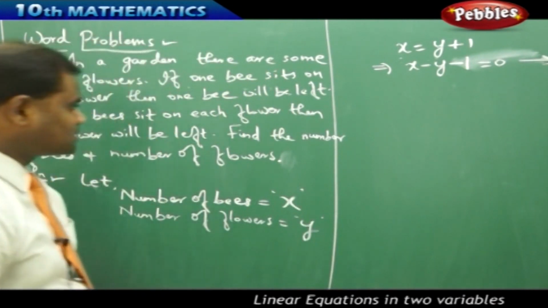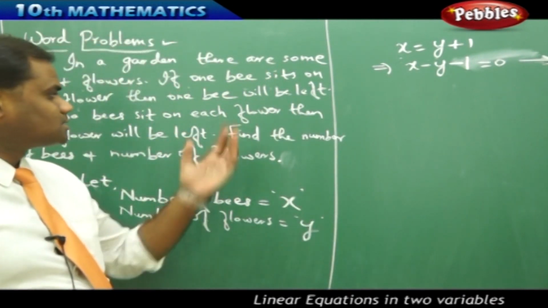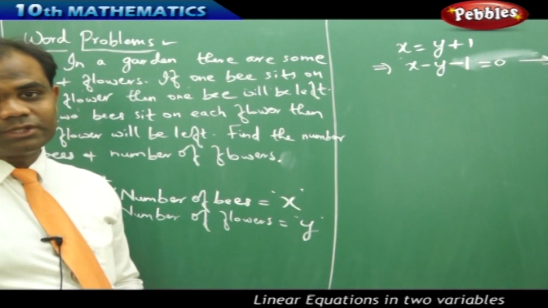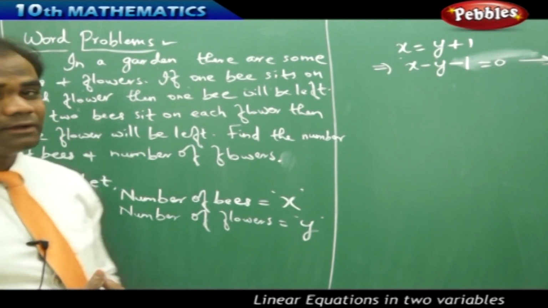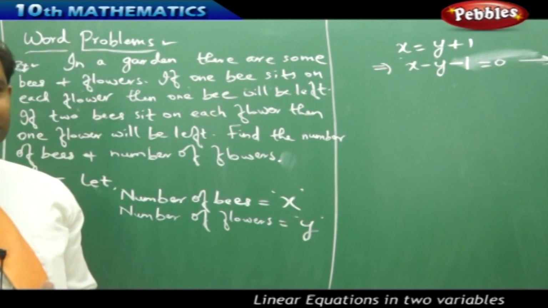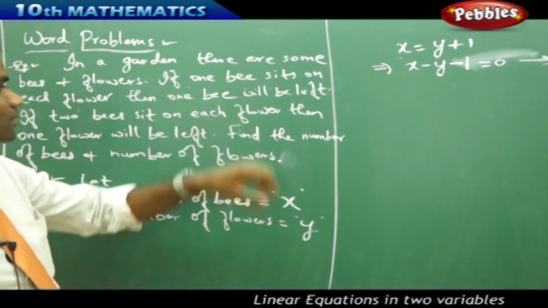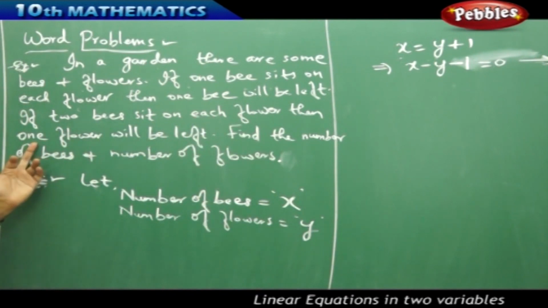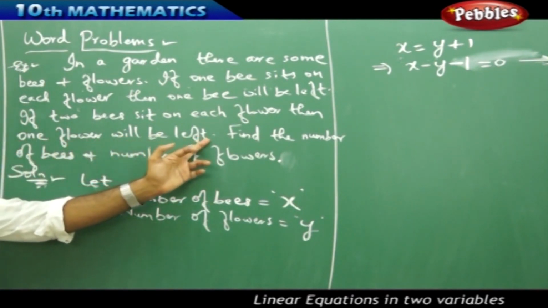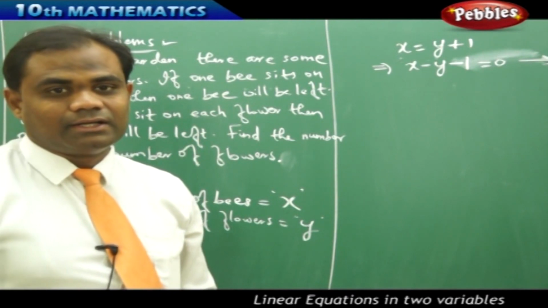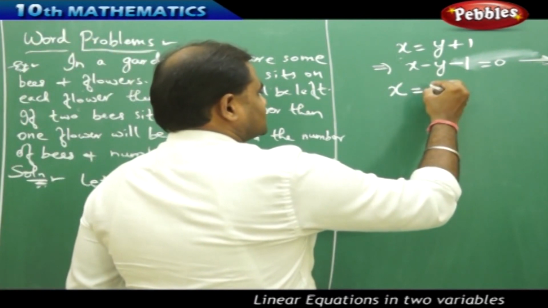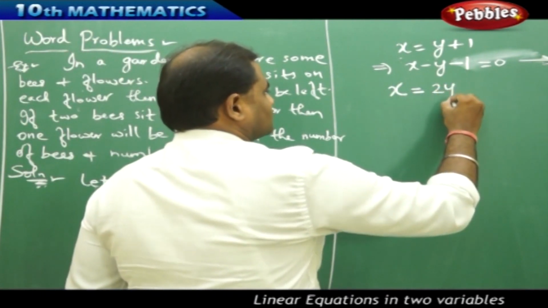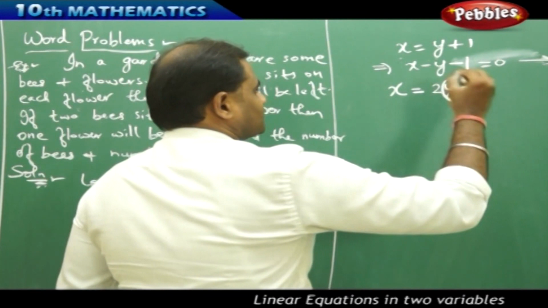Now, as I see the next statement, let's see how the next statement converts to a mathematical equation. Here, I have the condition stating that if 2 bees sit on each flower, then 1 flower will be left, which makes me understand that there are 2 bees sitting on each flower, but here 1 flower will be left over. That means there's no bee sitting there. So each of x is 2y, 2 times of this.